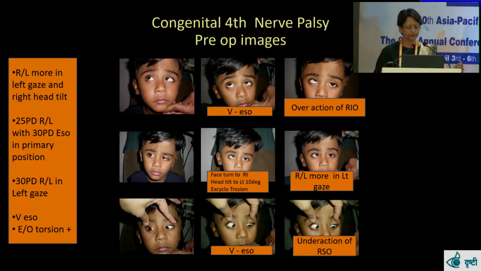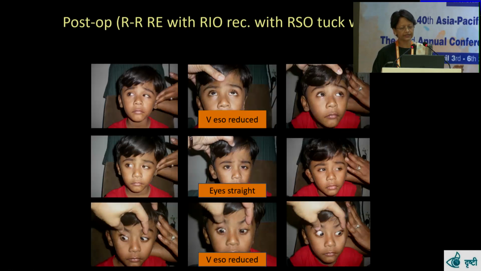So coming to the management, now this is a congenital fourth nerve palsy. I've shown you the preoperative images, and there was an esotropia along with hypertropia. Hypertropia was asymmetric, more in the right eye than in the left eye. There was excyclotorsion, and this case we managed by doing a recess-resect procedure in the right eye, the inferior oblique recession with superior oblique tuck in the right eye, and inferior oblique recession in the left eye, which corrected the horizontal deviation and reduced the V. However, the facial asymmetry remains.